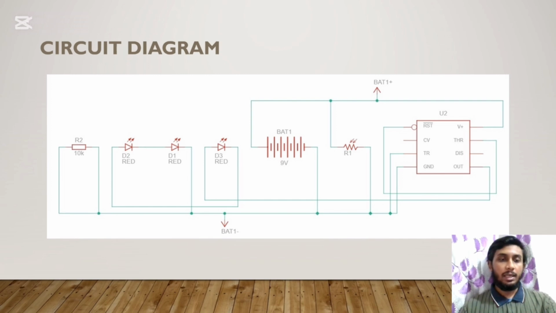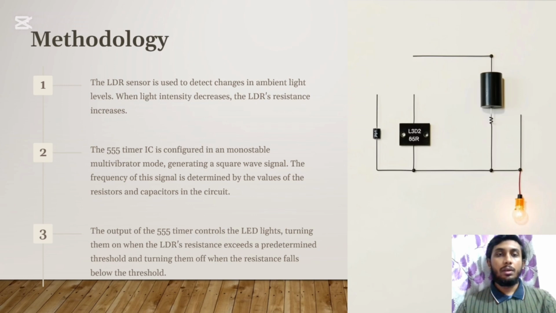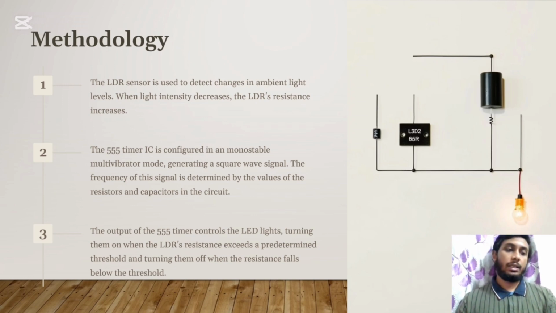When it's dark, the LDR has high resistance, which means the voltage divider has high output voltage. Then the high output voltage turns on the transistor, which turns on the LED. So I hope you have understood the circuit diagram. So the next part is methodology, so how our project works.